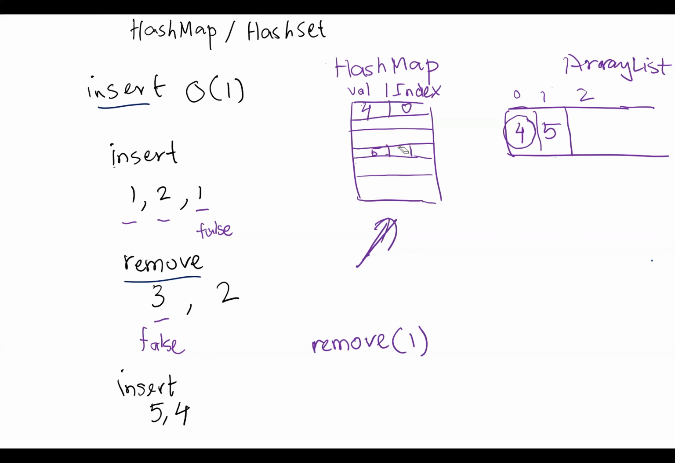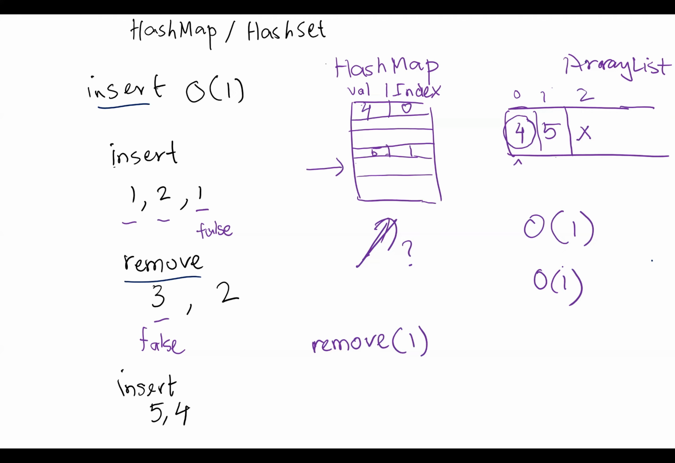So all of these I'm doing in order of one time, right? Checking first, then going to that index, then doing a swap, and then removing from the last element, and then removing from the hash map. Everything is in order of one time. So you see, combining a hash map with an array list, now everything is in order of one time.